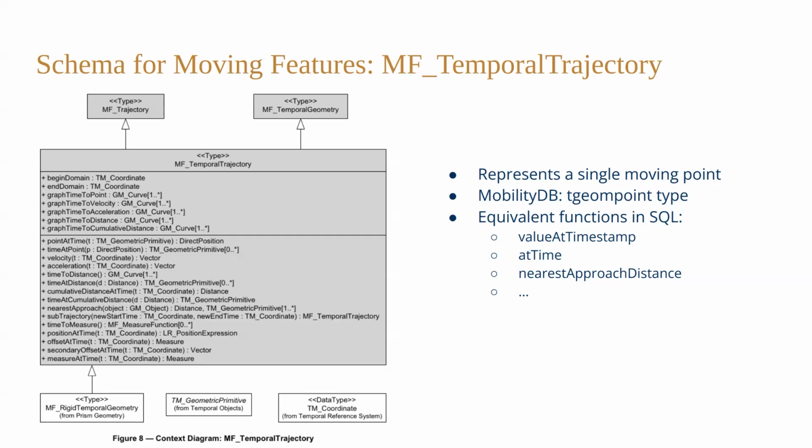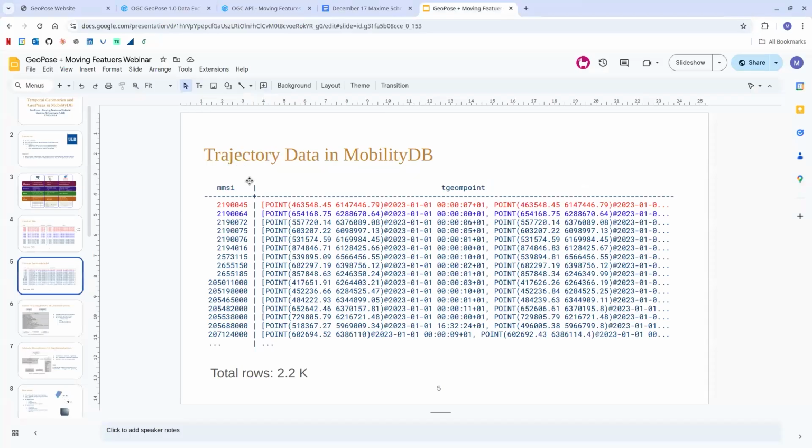The standard defines a set of attributes, but also a set of functions that the type has to be able to answer. And in MobilityDB, we implement a set of functions that are equivalent to these standard functions. For example, value at timestamp can be used to repeat.